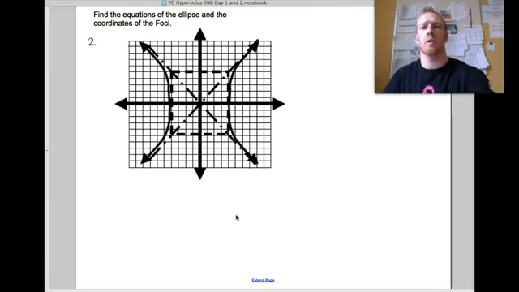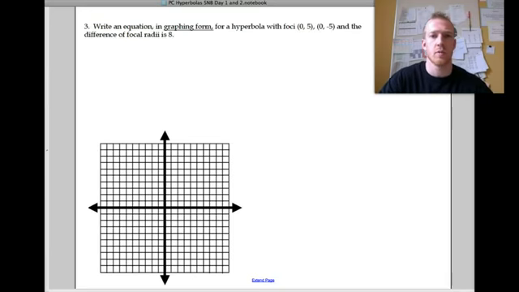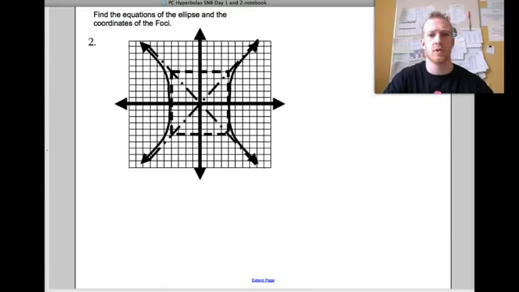Alright, so we're going to do a couple of problems here. One is finding the equation of the ellipse and the coordinates of the foci given a graph. The other class was graphing if we were given that information. And then our second problem is going to be to write the equation and graph it if we're given this information. So this is the harder one. We're going to start with the easier one.